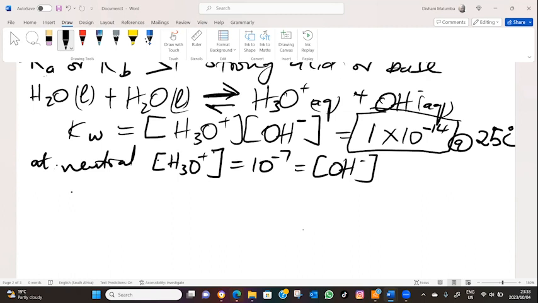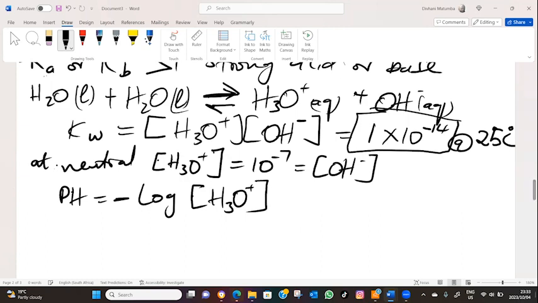Now, there's a formula to find pH. To get pH, you have to use the negative log of the concentration of H3O plus.